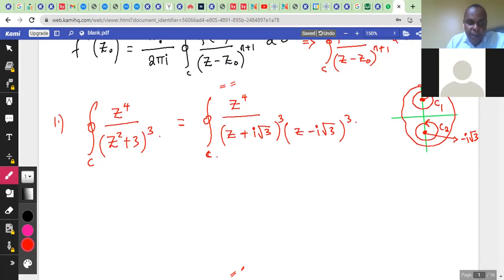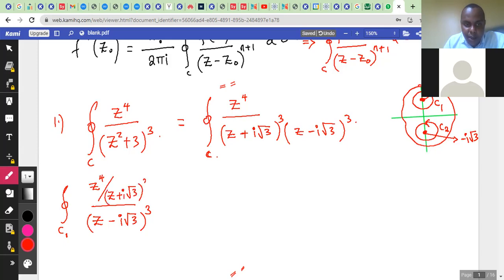So let's do this integral. We are going to have the integral around C1. The pole is i root 3, so I'm going to have z minus i root 3, and it's a pole of order 3. I will write z to the power 4 over (z plus i root 3) cubed, dz. So that's how we are going to integrate this function. You see my f(z), I have created a new f(z) at the top. I only have my pole as the denominator.